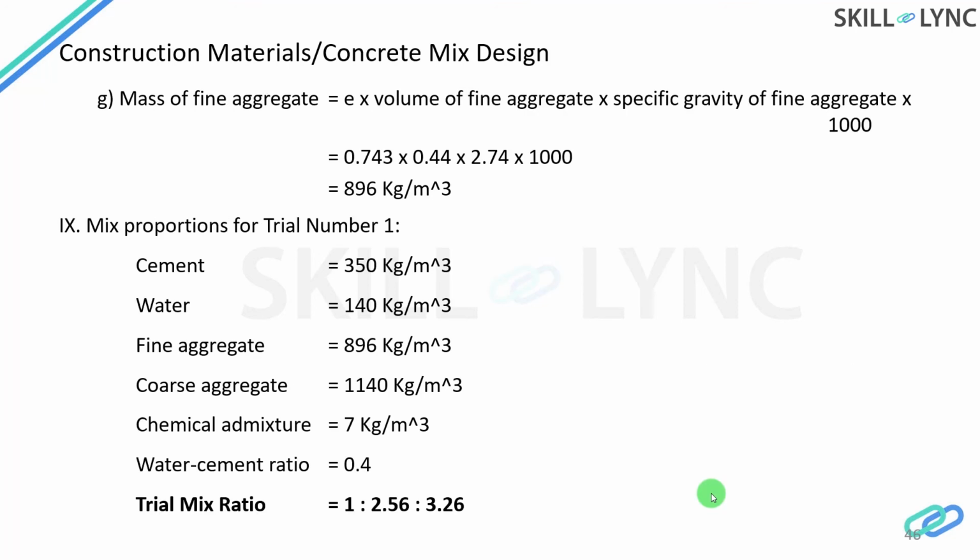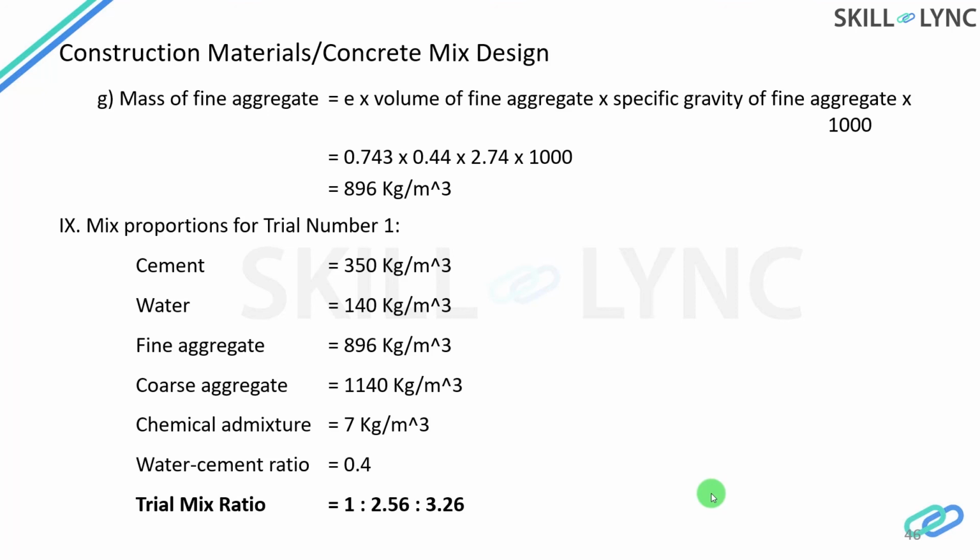Next, we have to calculate the mass of fine aggregate the same way as we have calculated the mass of coarse aggregate. So here it is E into volume of fine aggregate into specific gravity of fine aggregate into 1000, which is equal to 0.743 into 0.44 into 2.74, which is the specific gravity of fine aggregate, into 1000, which is equal to 896 kg per meter cube. Thus, we have calculated the mass and volume of all the ingredients used in the concrete.